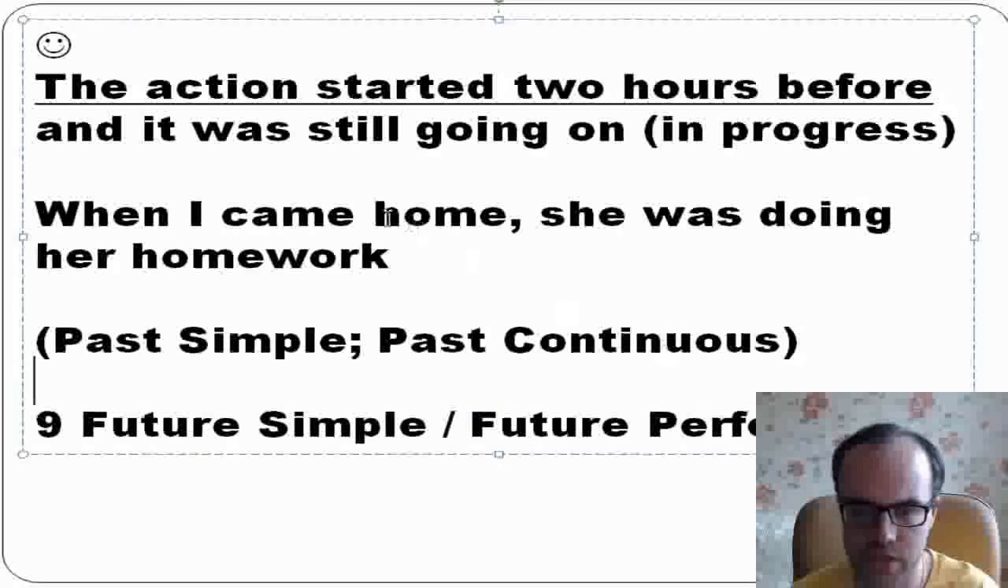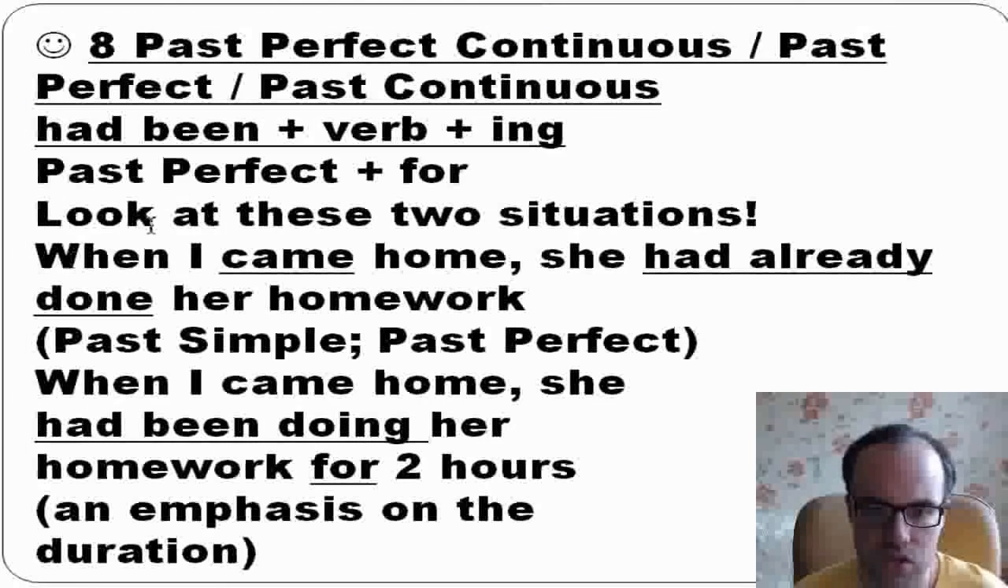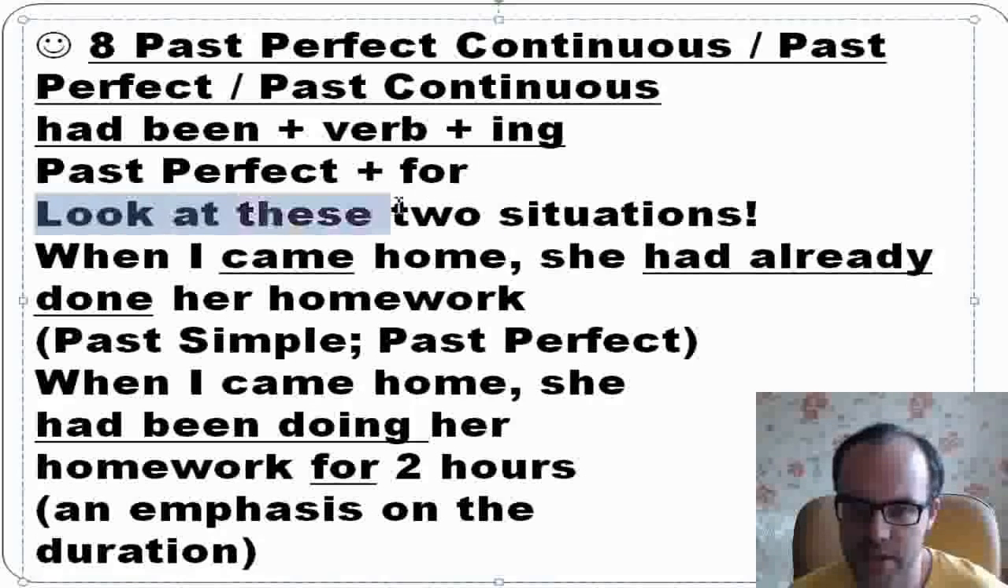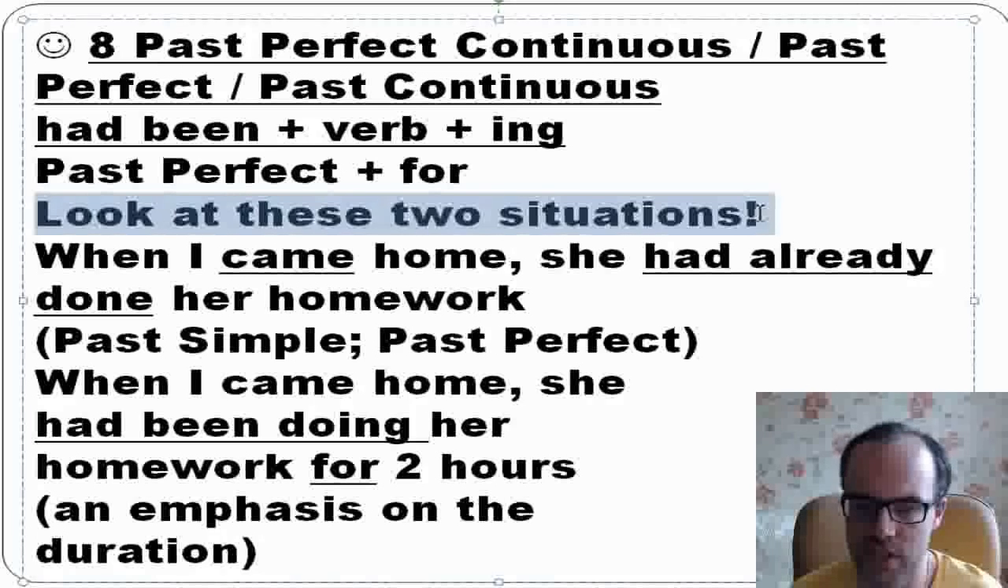Good. Okay, so really, past perfect continuous, past perfect, past continuous. So had been plus verb plus ing. What is past perfect continuous? It's past perfect plus for. Look at these two situations. When I came home, she had already done her homework. So it's past simple and past perfect.